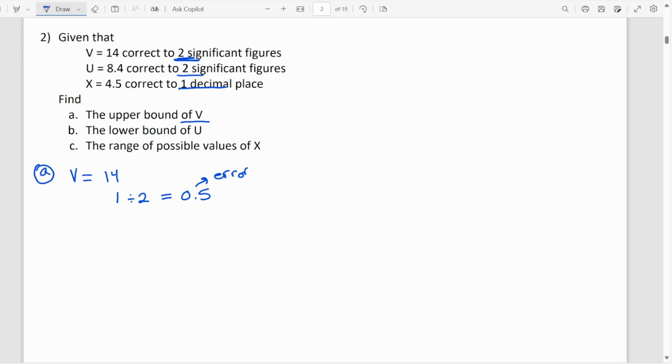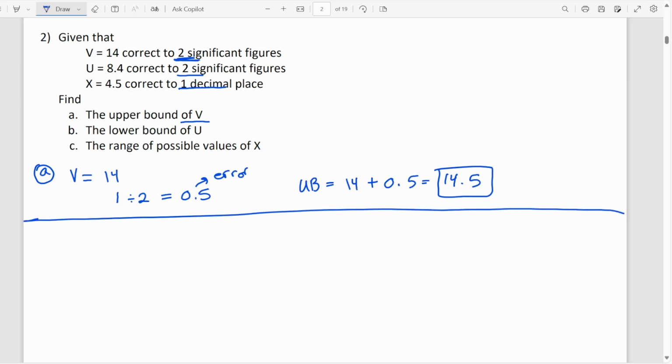Okay? So now I'm going to go ahead and write down the upper bound. So UB is equal to 14, the original number, plus 0.5, and this gives us 14.5. This right here is the upper bound. Okay, done with part A. Let's take a look at B.